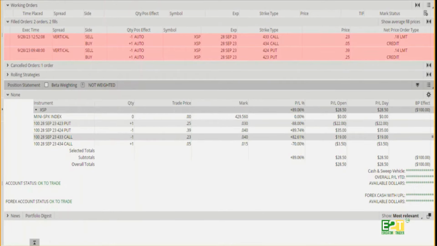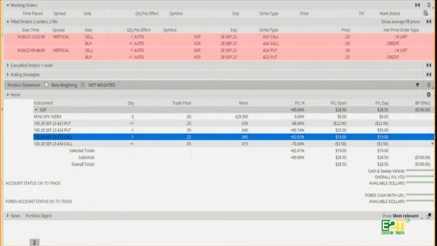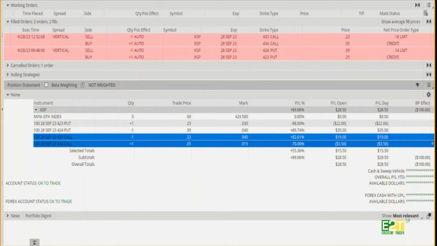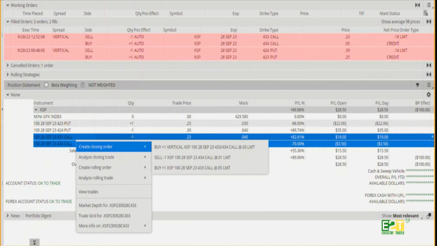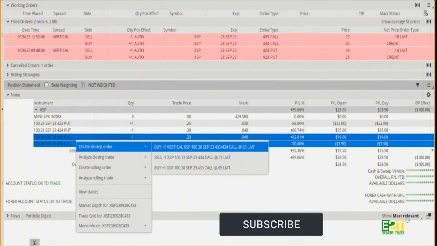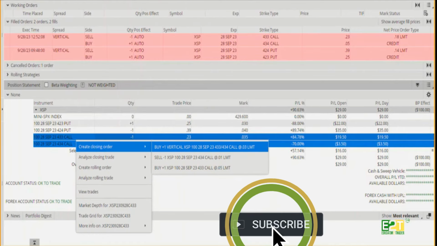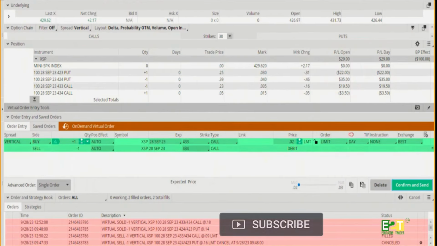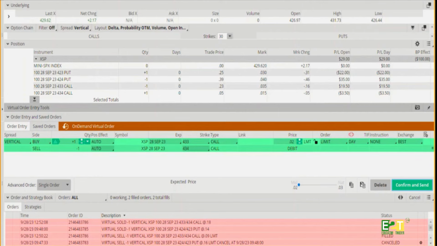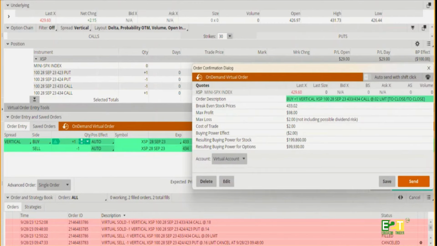Either way, you can select both legs. You click the first one and select the second one. Right click and you're going to create a closing order. Basic says here you're going to buy the vertical back, and you're going to buy it back for $2 in this case. This whole order turns green, which means you're going to spend money to exit the trade. If you're fine with what's in the price box, you leave it like it is. And when you're done, you can confirm and send.